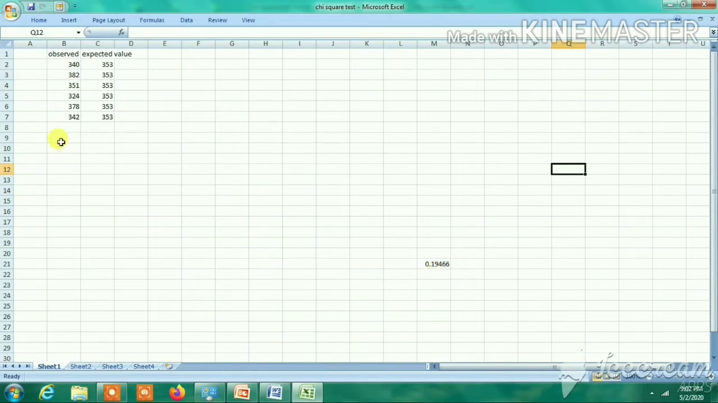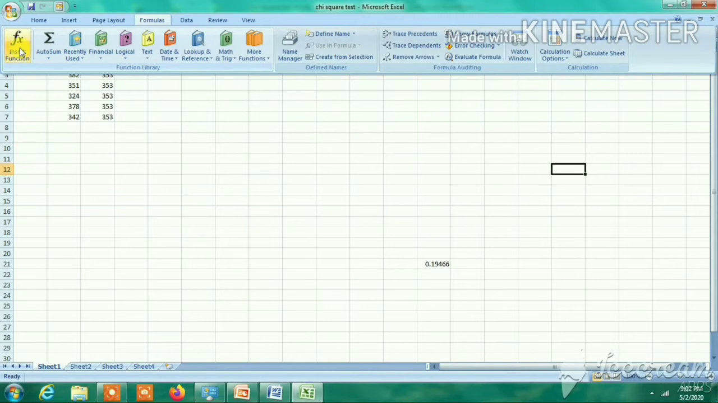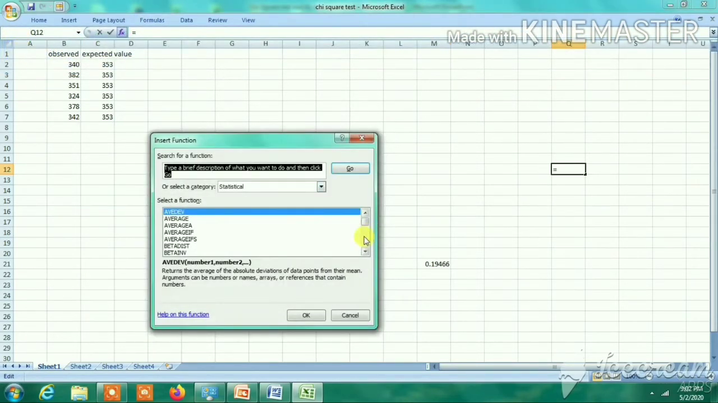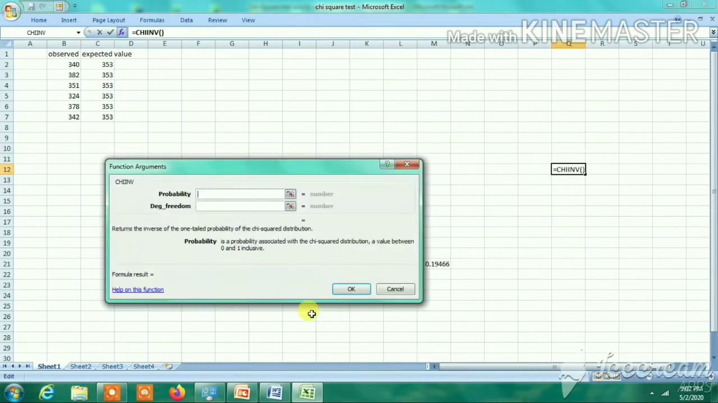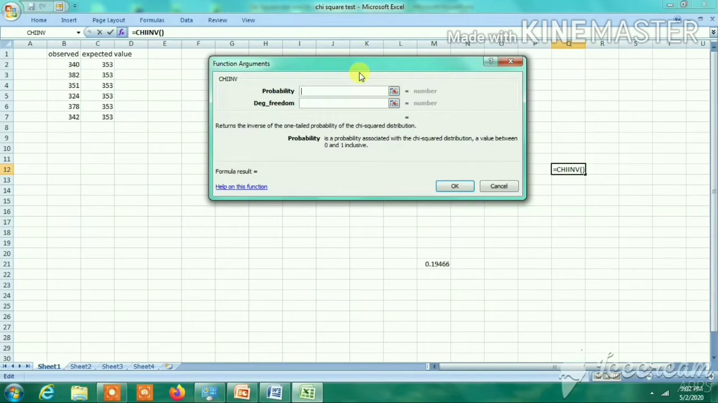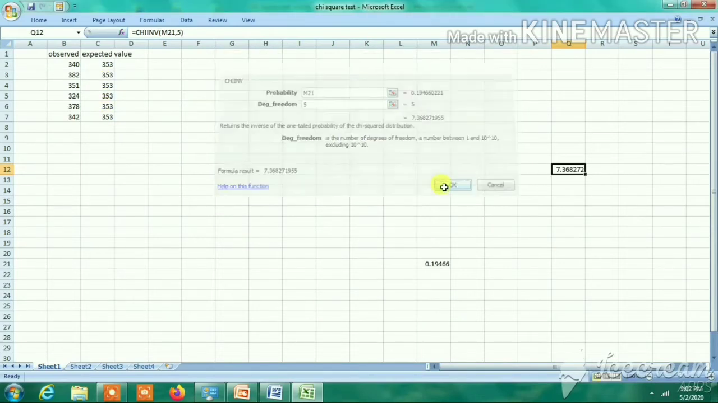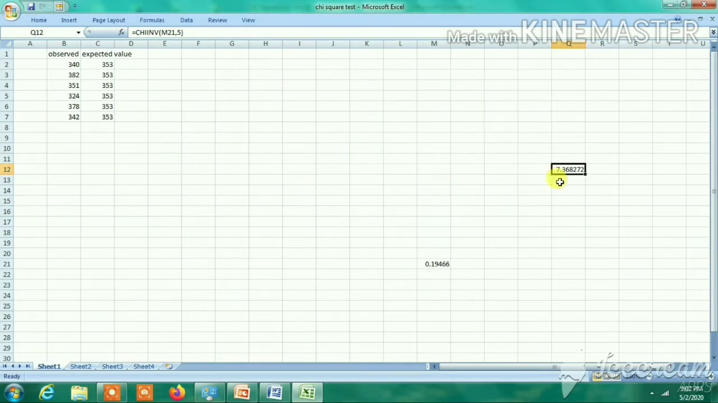Again, we have to insert, that means formula, insert function, then chi-square interval. Okay. The probability, this value is automatically taken. Degrees of freedom, as I told, 1 2 3 4 5 6, so it will be 5, right here 5. So now the value is 7.36. Now go to our table value.